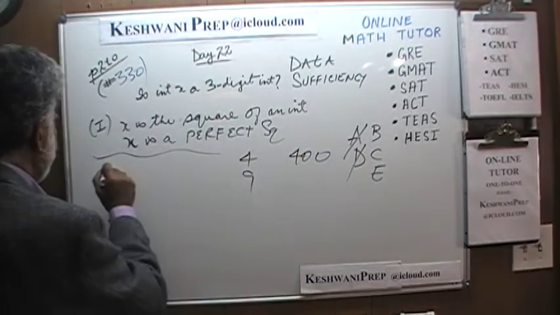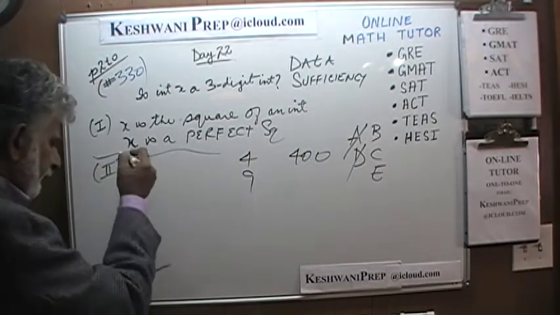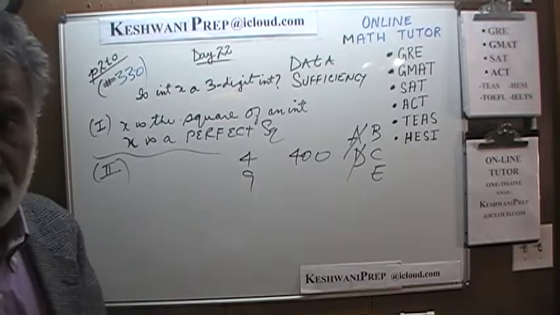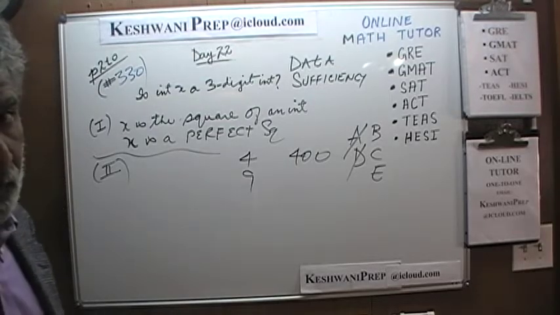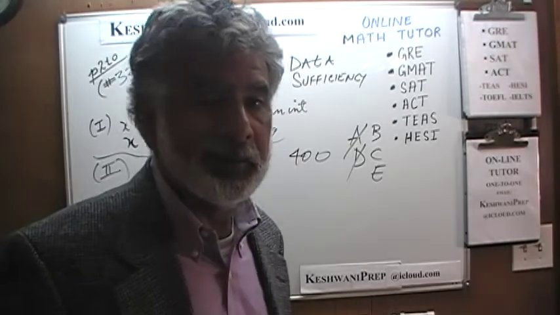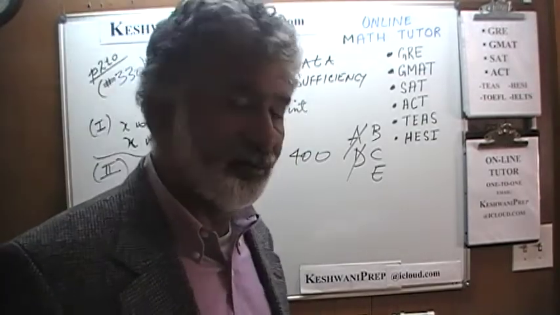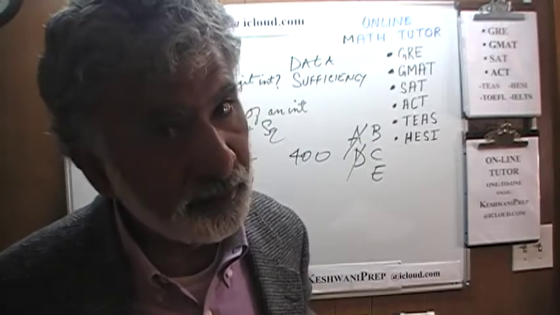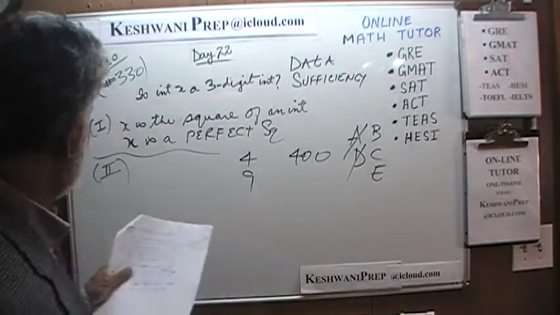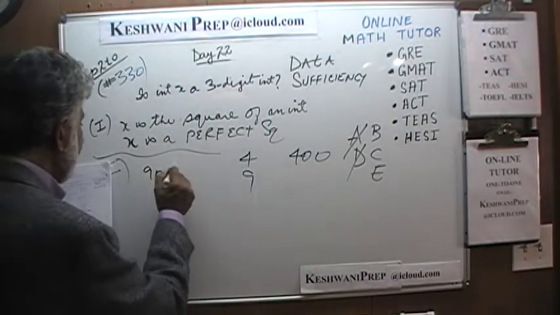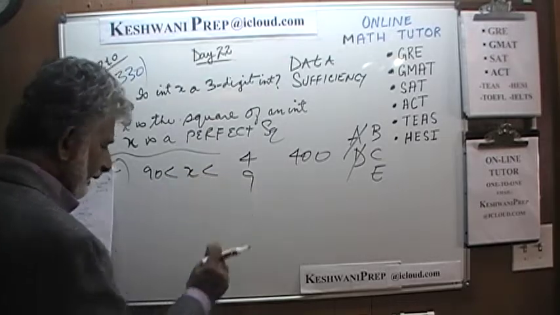Let's look at the second one. Any perfect square belongs here. So far, we cannot tell with certainty that it is a three-digit integer. It may be, it may not be. Is it a three-digit integer? Not necessarily so. The second statement tells us that it's between 90 and 150.